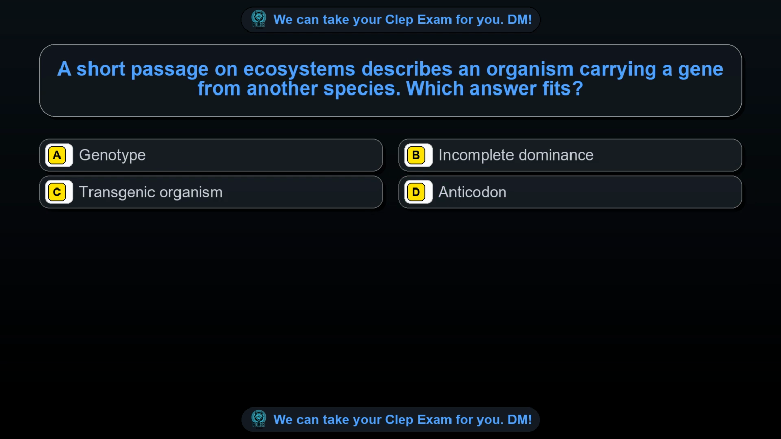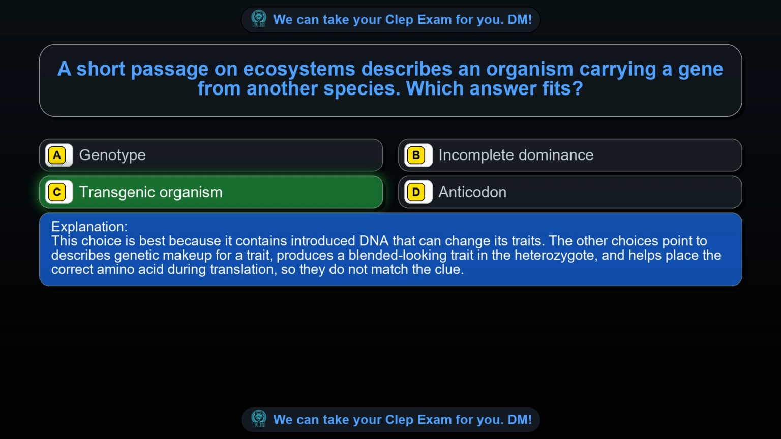Question 30. A short passage on ecosystems describes an organism carrying a gene from another species. Which answer fits? Option A, genotype. Option B, incomplete dominance. Option C, transgenic organism. Option D, anticodon. The correct answer is option C, transgenic organism. This choice is best because it contains introduced DNA that can change its traits.